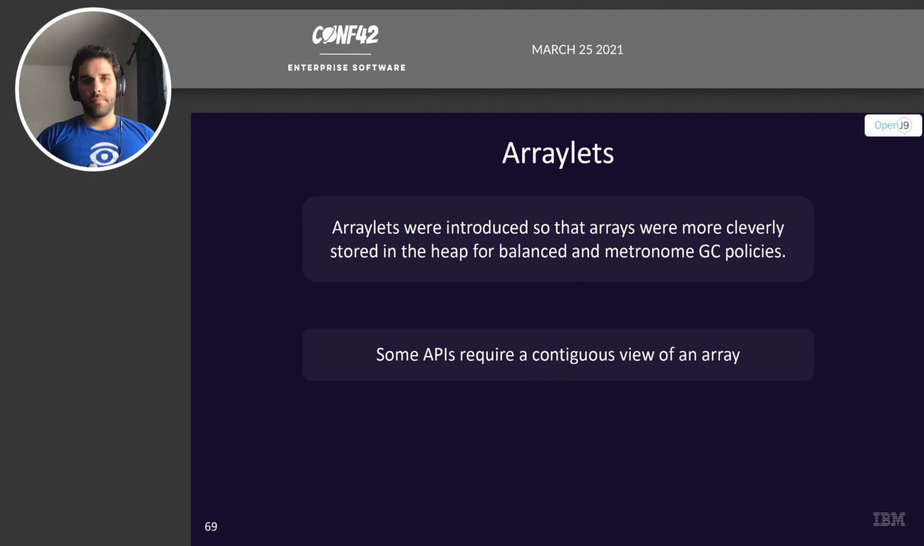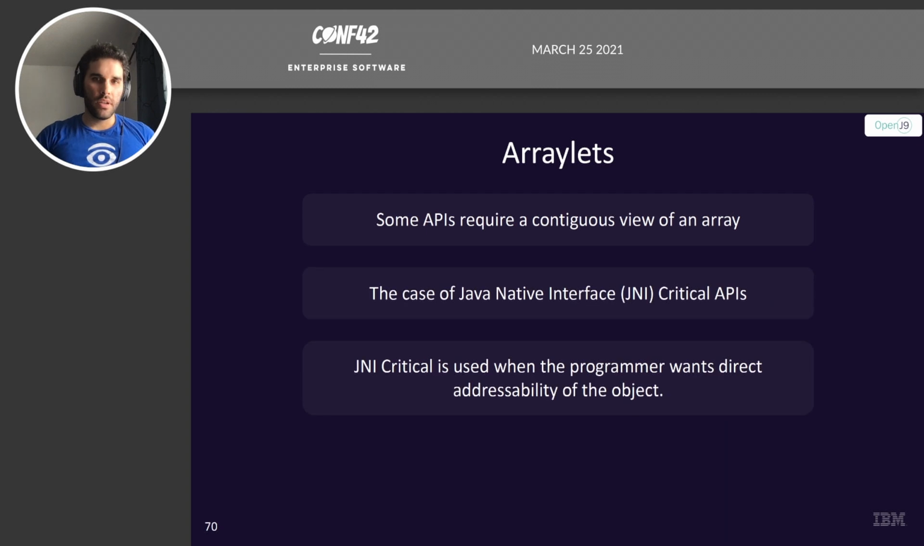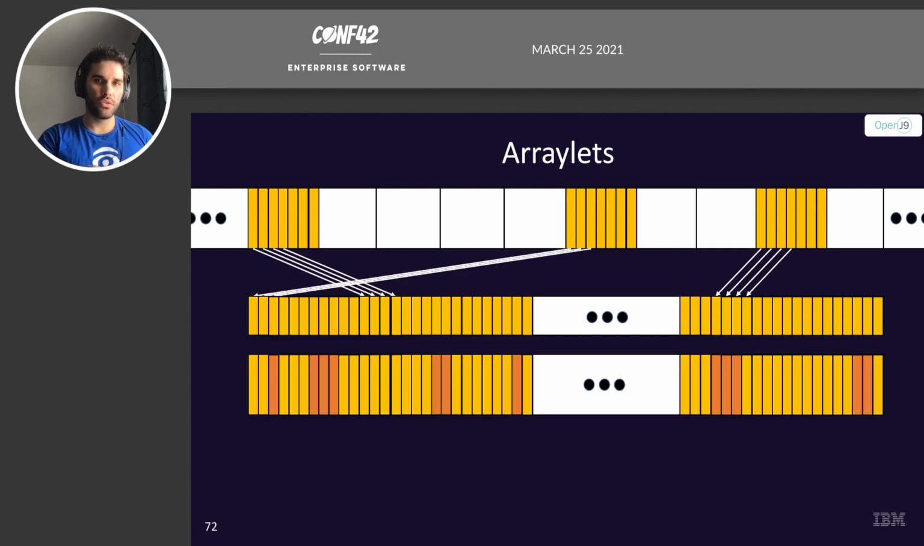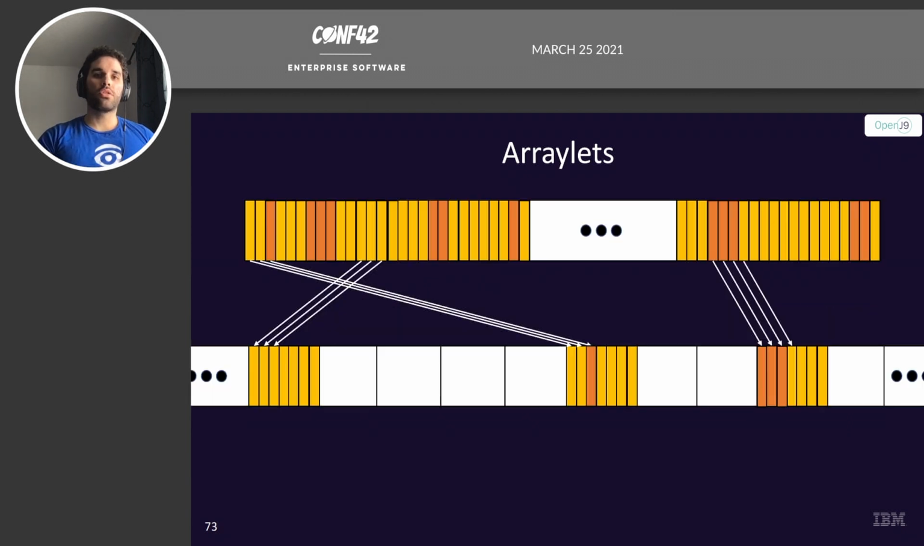But there's a problem. An array that's divided into regions cannot work with APIs that require a contiguous representation of the array. So how do we deal with this? This is the case of JNI APIs, Java Native Interface Critical APIs. They actually need a contiguous view of the array, which is not the case of arraylets, right? So what we do is make a copy of this array, and then copy element by element to this temporary array, and pass that array copy to the JNI API. Then the API is going to do whatever it does with the array, maybe modify some of its elements, and then we need to copy everything back.